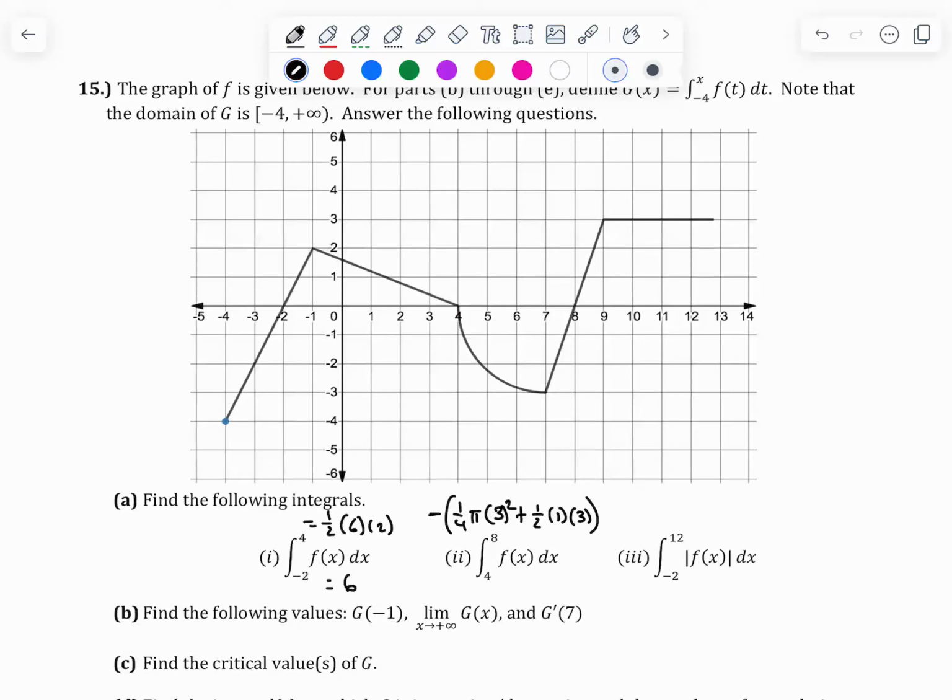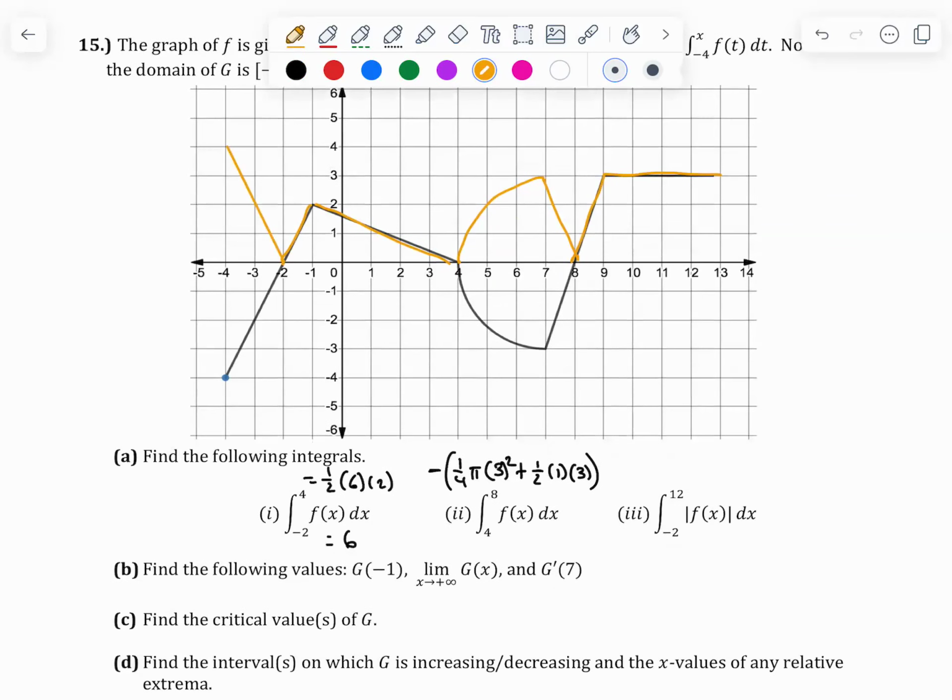Then part 3 is basically taking all the pieces and making them positive. Like that. This is the absolute value function. It just takes all the negative pieces and flips them up. So just calculate the area of all four, 1, 2, 3, 4, 5, 6 of those shapes and add them together. You got what you need.